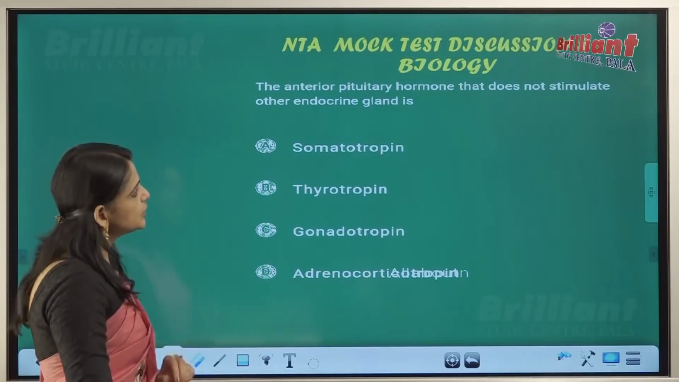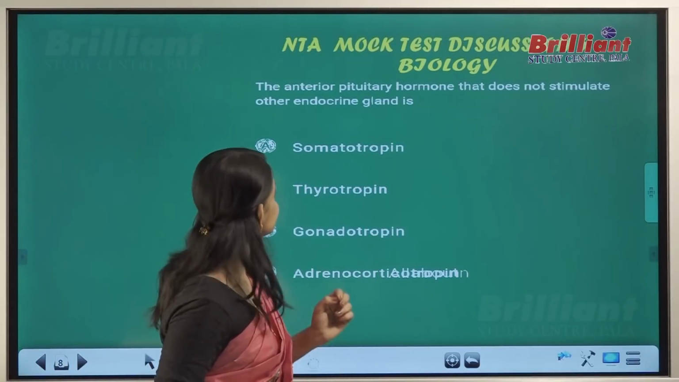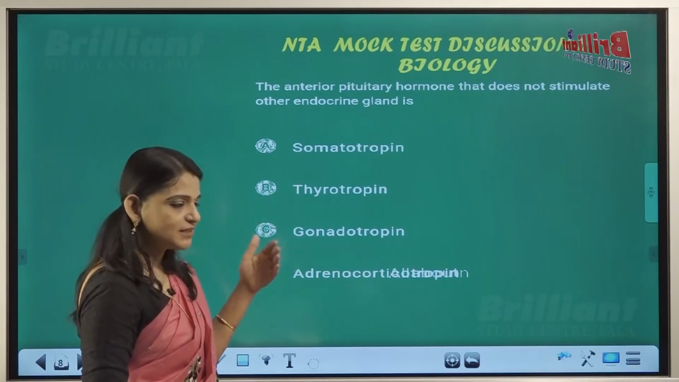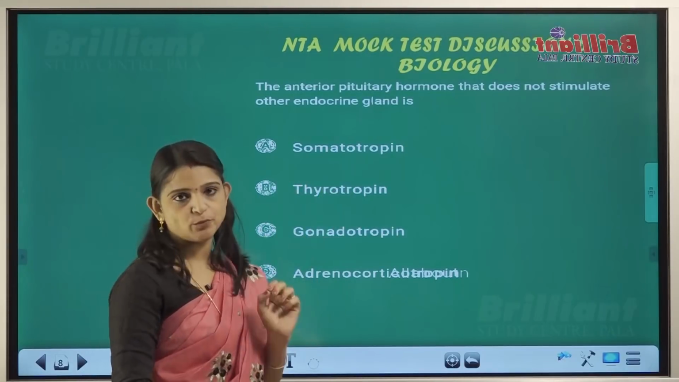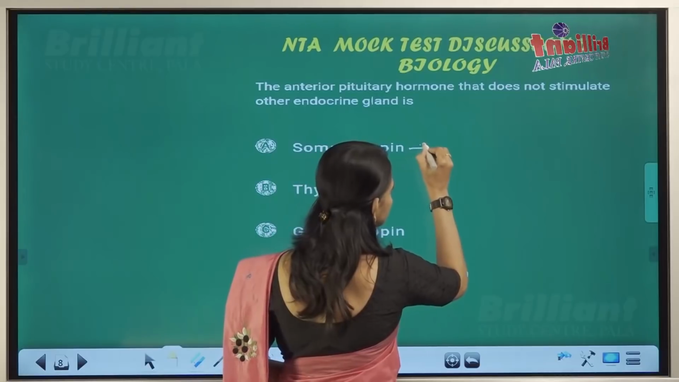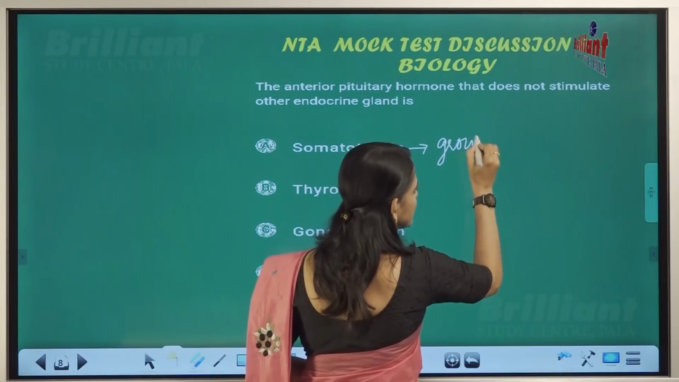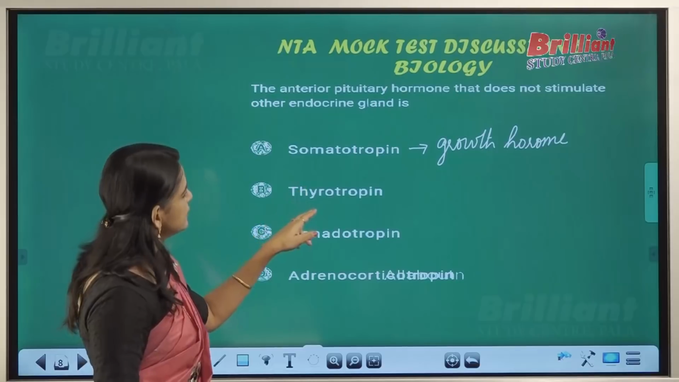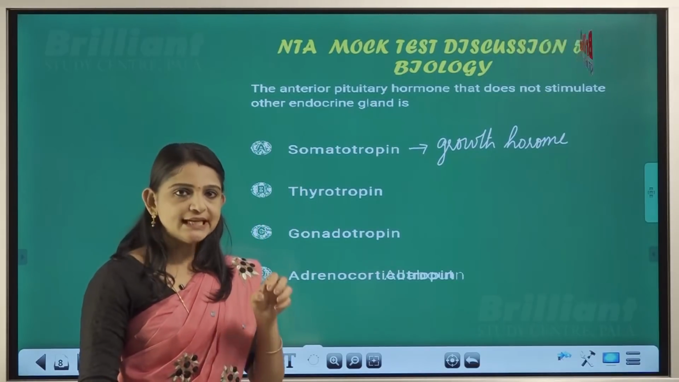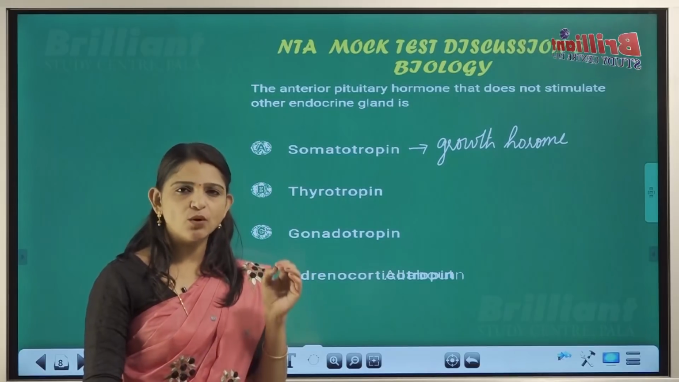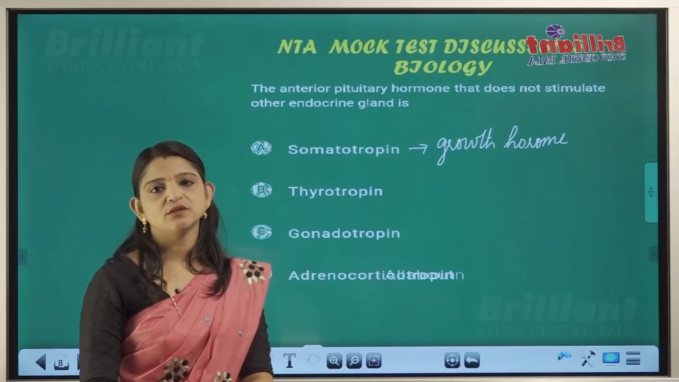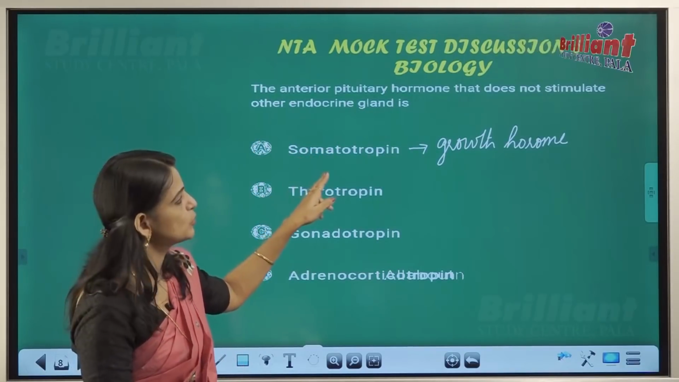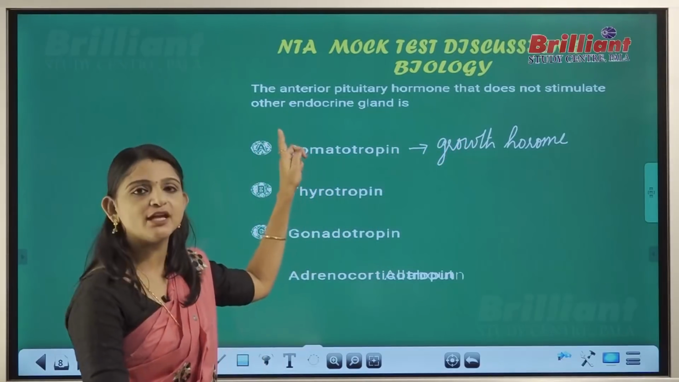Next one. The anterior pituitary hormone that does not stimulate other endocrine gland is. Let's look into the options first, then I'll explain. First one, somatotropin. You know that somatotropin is growth hormone, right? It is a growth hormone. As it is a growth hormone, it affects all organs, all tissues, for growth. So they are asking the anterior pituitary hormone. Yes, it is an anterior pituitary hormone.